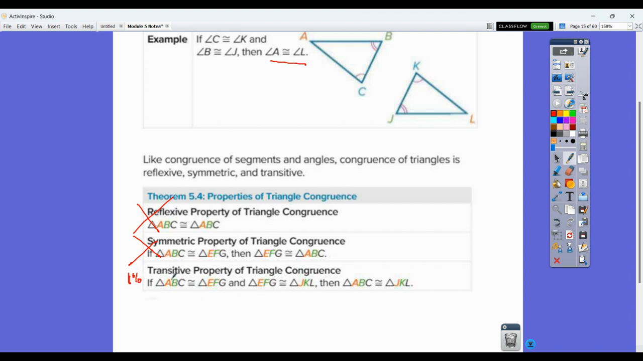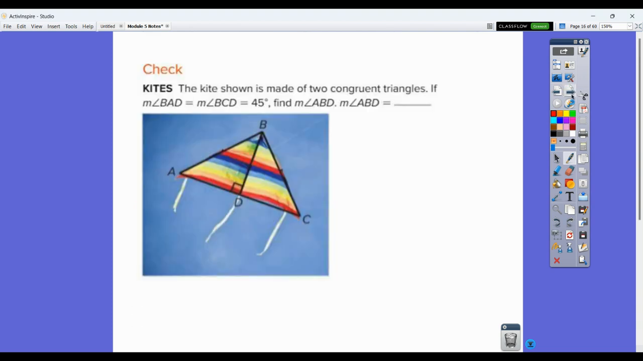If you need to prove ABC congruent to JKL, and you can prove both of them congruent to EFG, then you know that they're congruent to each other. But this does not come up a ton either. Just know that they do apply to triangles.